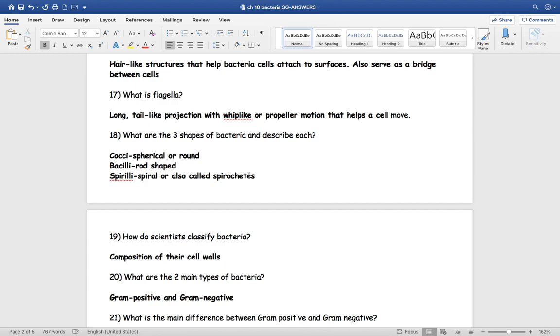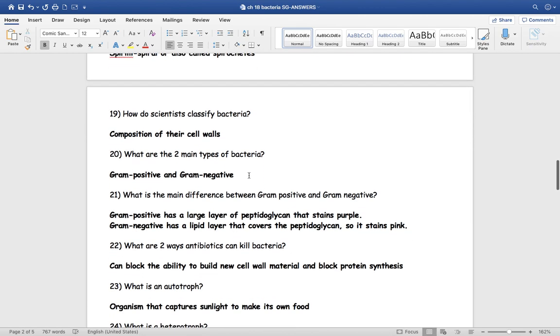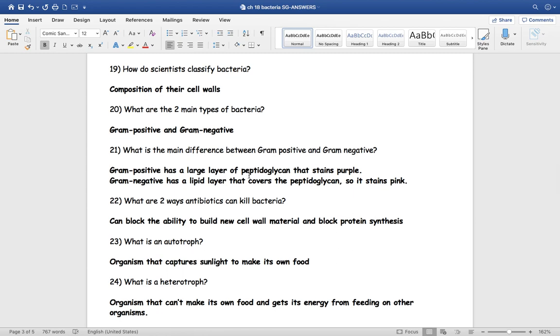18. What are the three shapes of bacteria, and describe each? Cocci are spherical or round. Bacilli are rod-shaped, and spirilli are spiral, or also called spirochetes. How do scientists classify bacteria? The composition of their cell walls. What are the two main types of bacteria? You either have gram-positive or gram-negative.